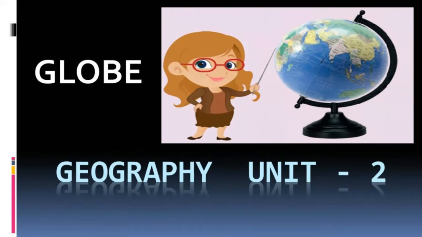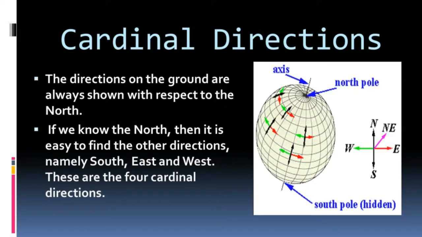Hi children, today we are going to learn about the model of the earth, that is the globe. Cardinal directions. The directions on the ground are always shown with respect to the north. If we know the north, then it is easy to find the other directions, namely south, east and west. These are the four cardinal directions.